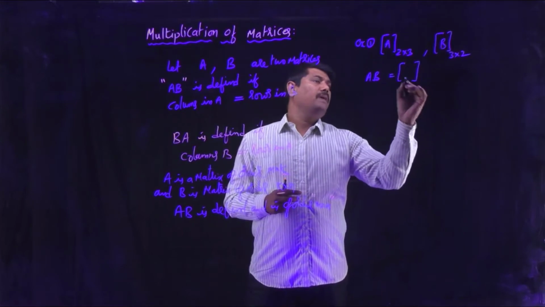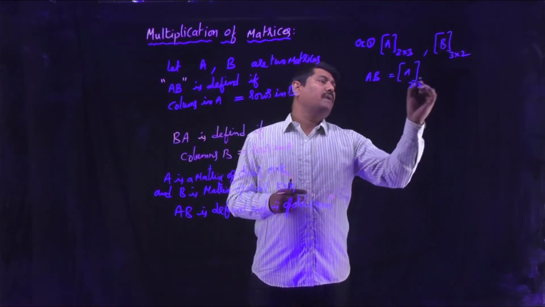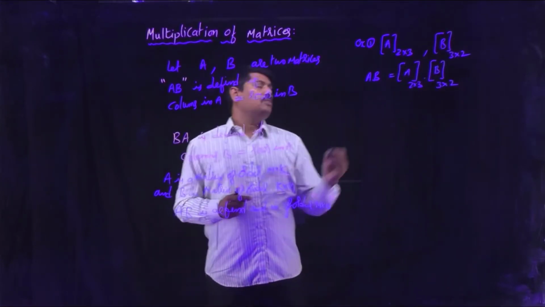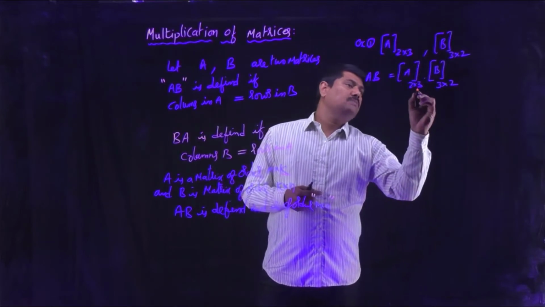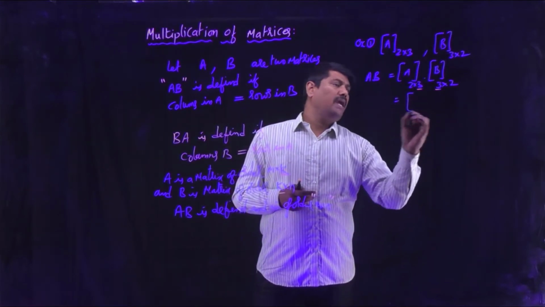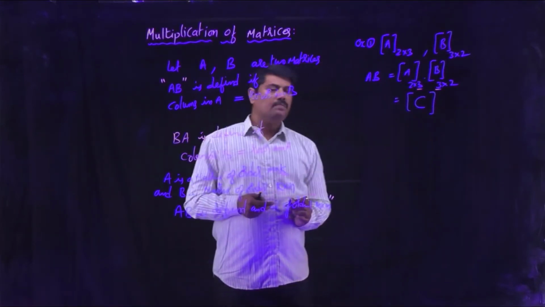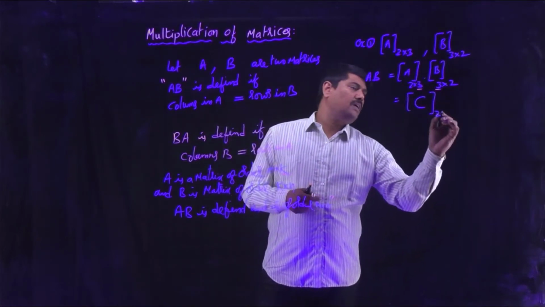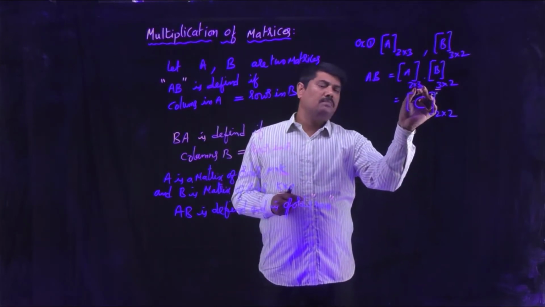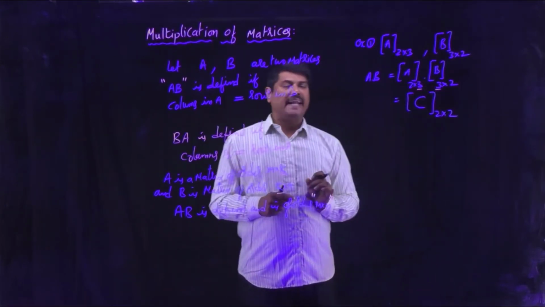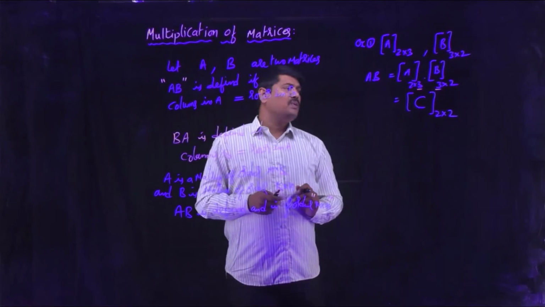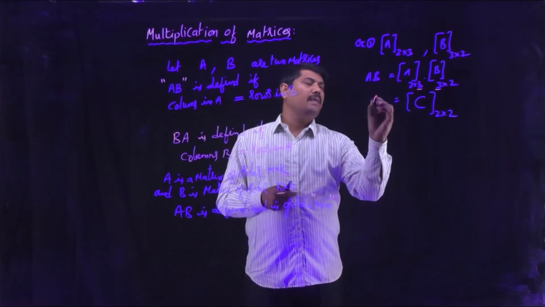So AB: here A is a matrix of order 2 by 3 and B is a matrix of order 3 by 2. The condition which we require is that columns in A and rows in B are both equal, and the matrix obtained, let us name it C, is of order 2 by 2. So columns of the first matrix must be equal to the rows of the second matrix, and the order of the newly obtained matrix is 2 by 2. So this is the matrix AB.